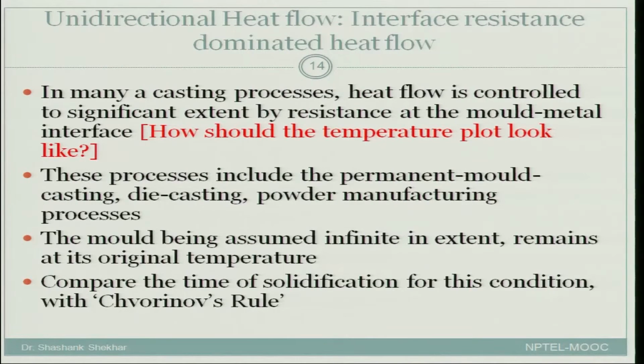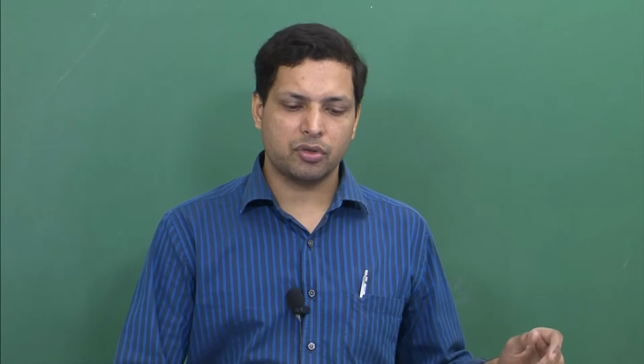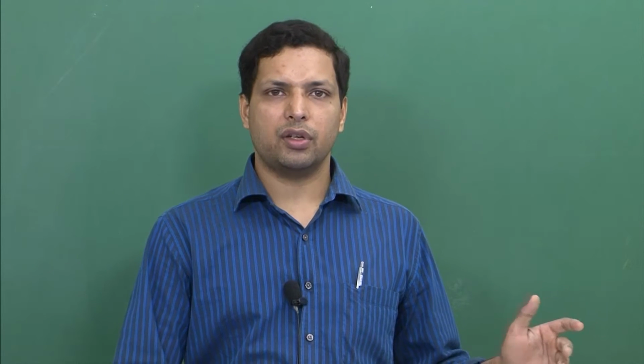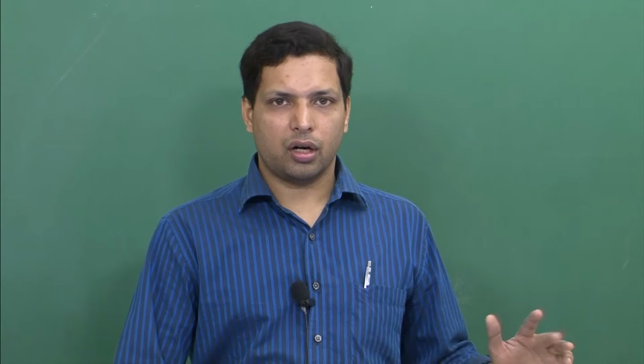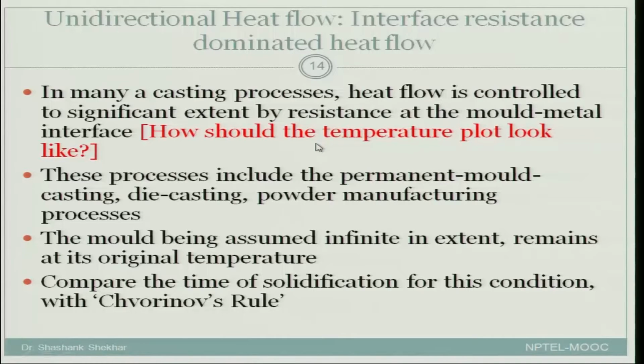Then we also looked at another simple case, where we took some assumptions, and that particular case was interface resistance, meaning the temperature drop takes place completely at the metal mold interface instead of in the solid or the mold. We also saw how the temperature plot should look: for all time it will always have the temperature drop only at the metal mold interface. It is particularly useful for applications like permanent mold casting, die casting, and powder manufacturing processes.